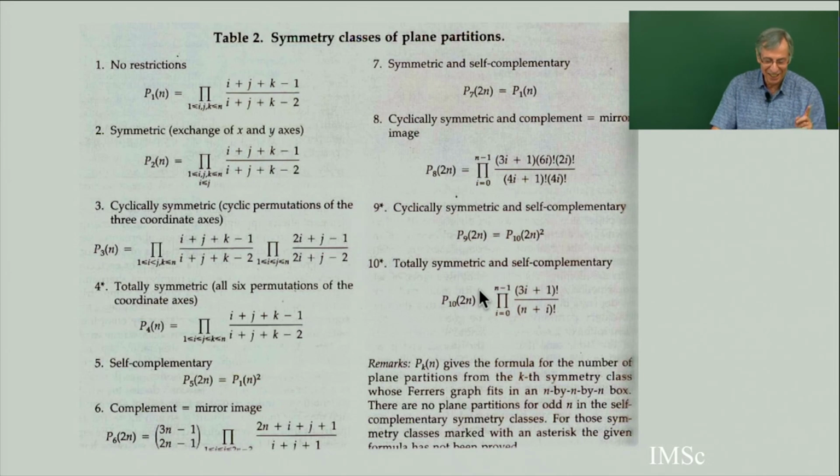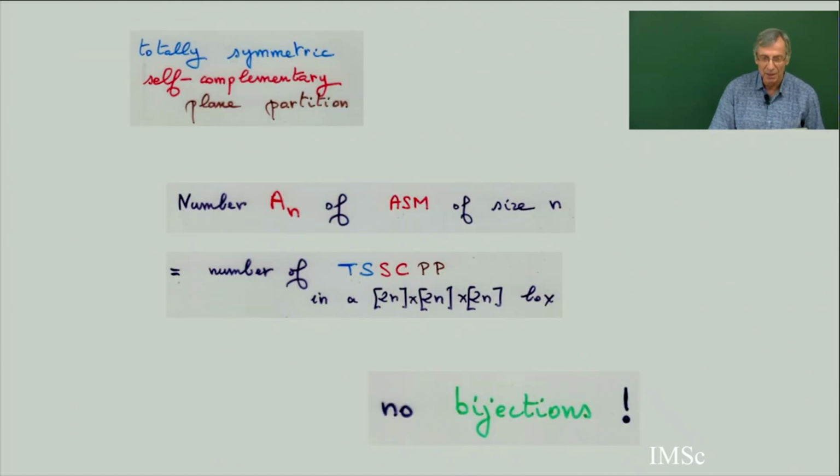And what is this class of plane partitions? It's the totally symmetric self-complementary plane partitions. Plane partitions having all the symmetries, and again you find the number of Alternating-Sign matrices. So all the conjectures have been proved by different techniques. And the last one, which resisted, was proved by Andrews: the totally symmetric self-complementary plane partitions, which are counted by the same number as the Alternating-Sign matrices.